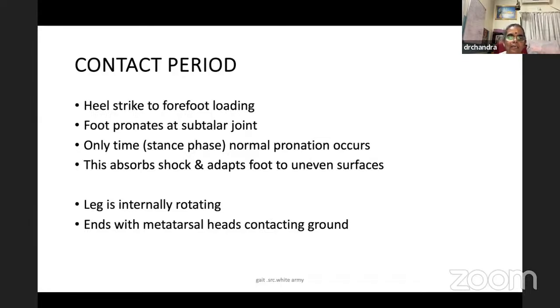And the leg is internally rotated and ends with the metatarsal heads contacting the ground. So heel strike to forefoot loading is the contact period. And during this period, there is pronation at the subtalar joint. And this absorbs shock and adapts the foot to uneven surfaces. And the leg becomes internally rotated. And then it ends with the metatarsal heads contacting the ground. That is the contact period. Contact period means heel strike to the toe strike period.